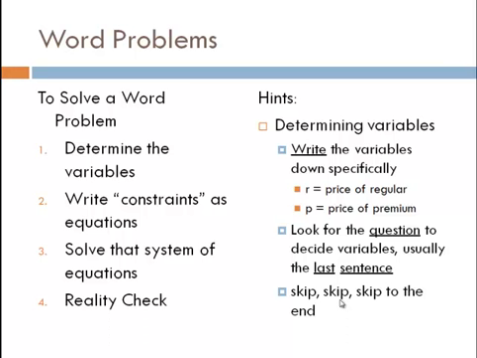I always first figure out what my variables are going to be and what they represent, and then I write some equations based on those variables. Those equations are sometimes called constraints. Once I've got those equations, then I'll solve that system using any of the three methods that I've taught you, or sometimes even just guess and check.